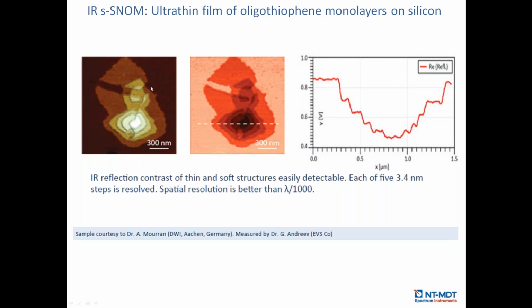So from the left side we see the topography of an ultra thin film of oligothiophene, and from the right side we see the IR SNOM map, and we see that each of these thin layers is clearly detectable with this technique, together with of course the higher lateral resolution. So the lateral resolution here is 1,000 times better than the wavelength of the laser.